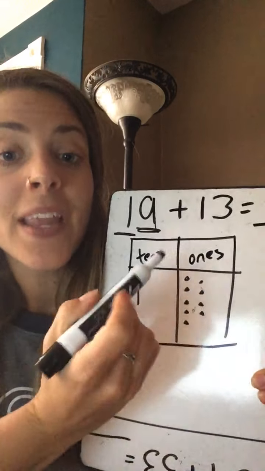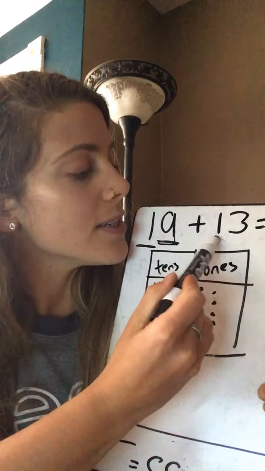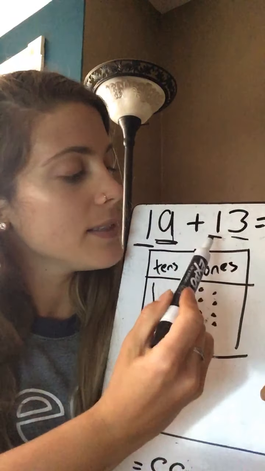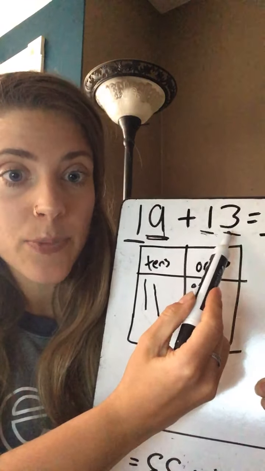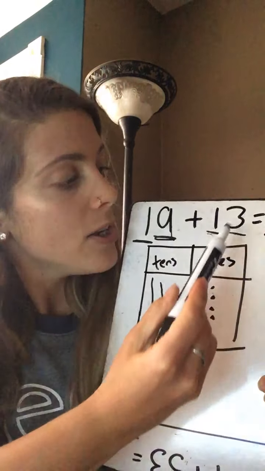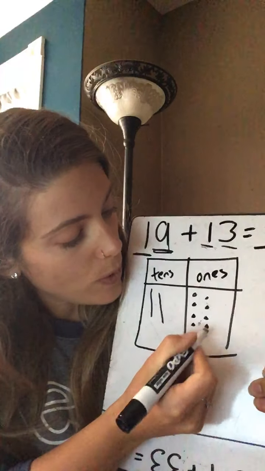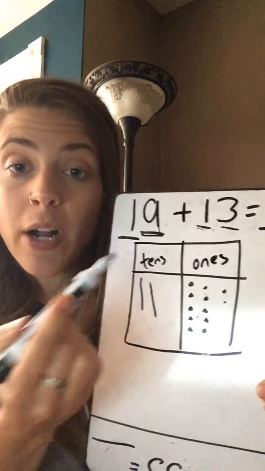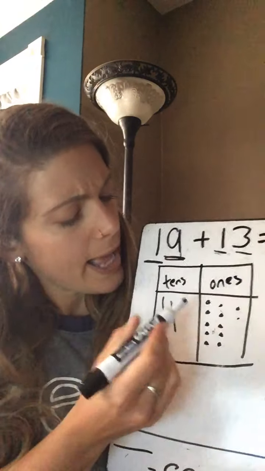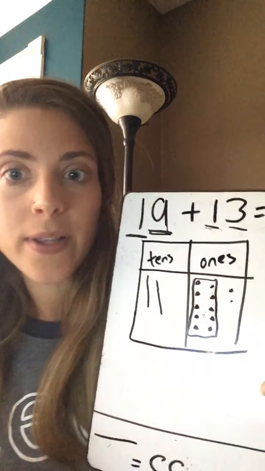Okay. Now we're going to add 13. If we look at 13, how many are in the tens place? 1. And how many are in the ones place? 3. So we're going to add those 3 down here. Uh-oh, look, it's going to fill it up. 1, 2, 3. Now we have practiced problems like this before. What happens when we have 10 ones in the ones place?